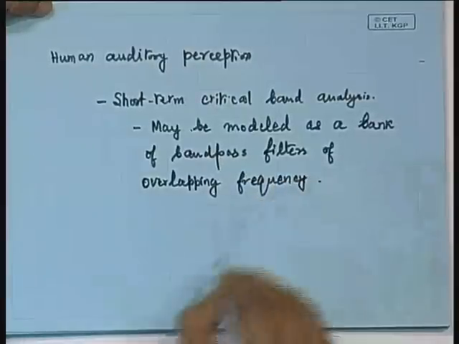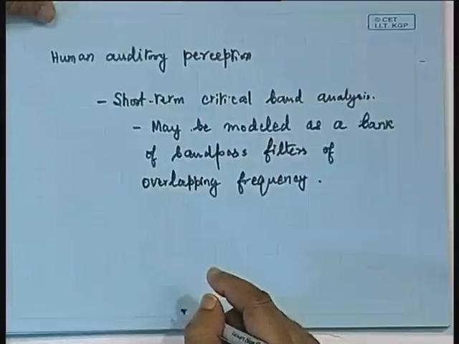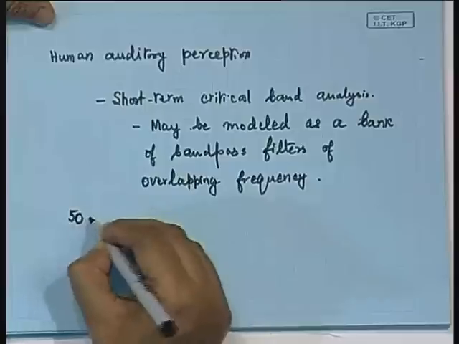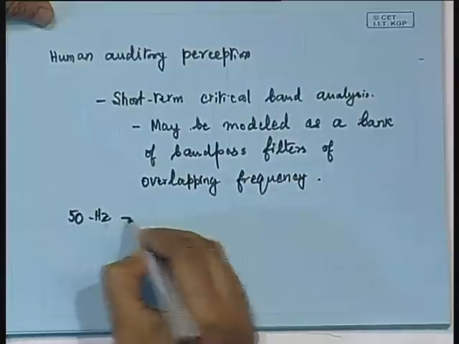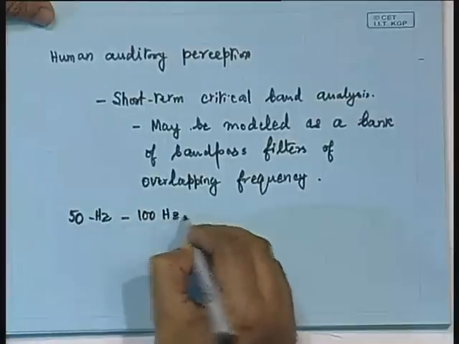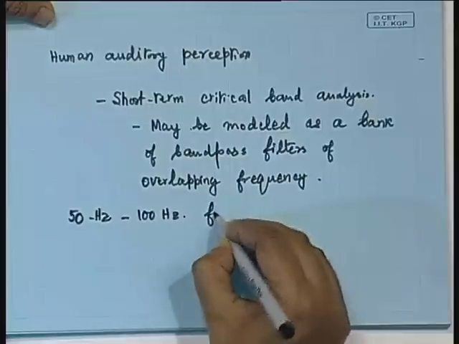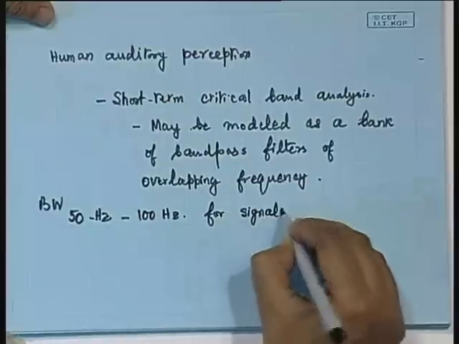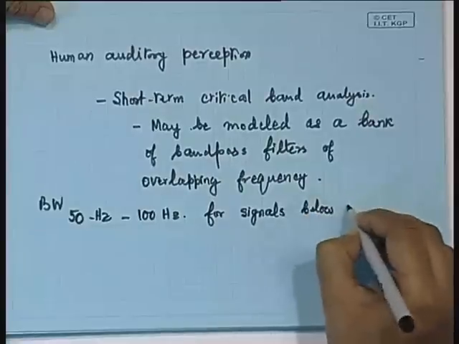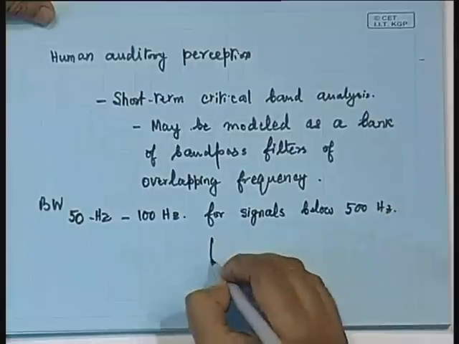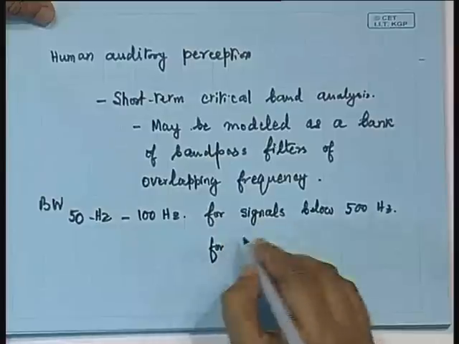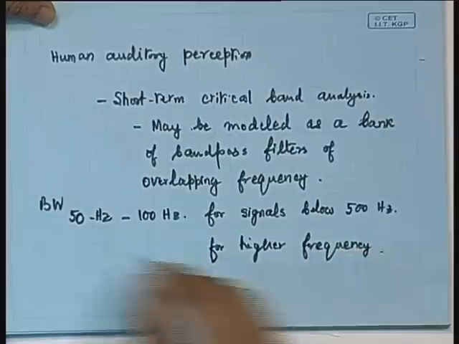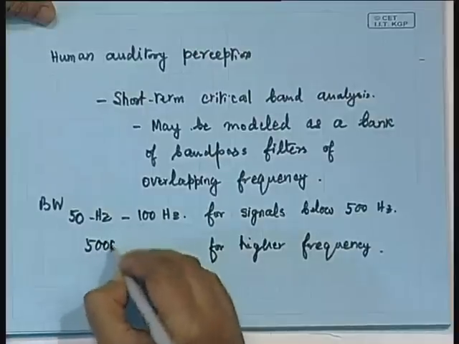Now, it is found out from different psychoacoustic experiments that the bandwidths of all these band pass filters are in the range of 50 to 100 hertz for signals below 500 hertz, and for higher frequencies, of the order of 10 kilohertz or 20 kilohertz, the bandwidths of this channel may become as high as 5000 hertz.